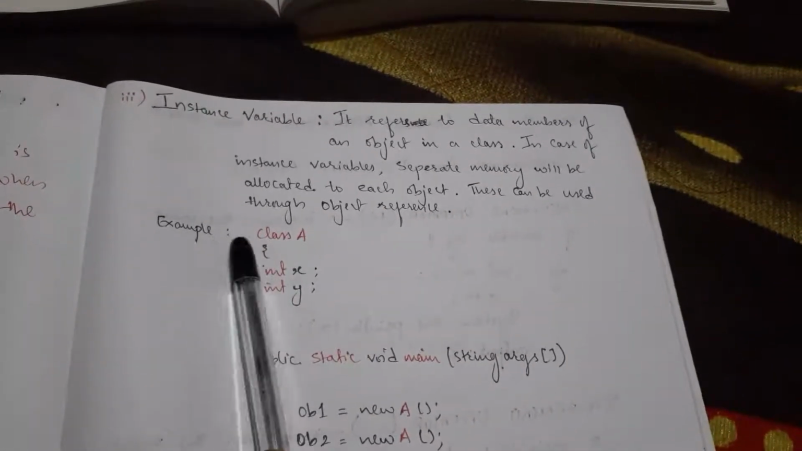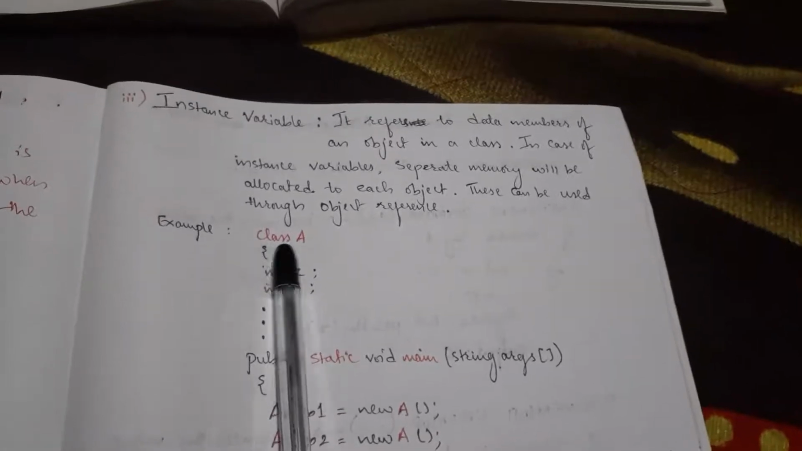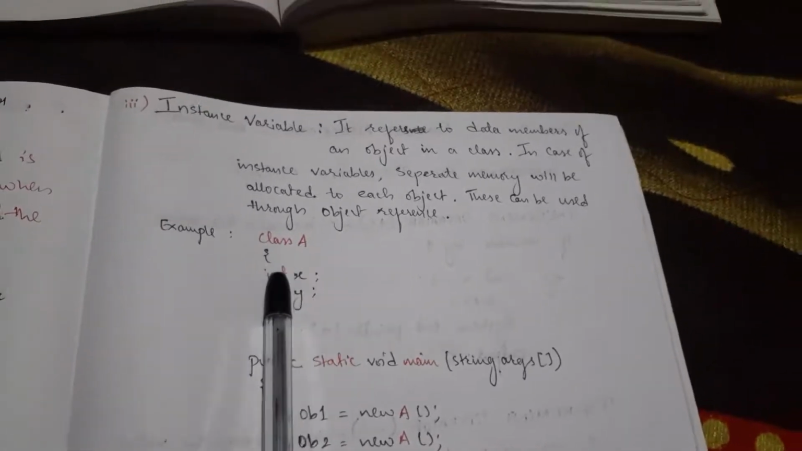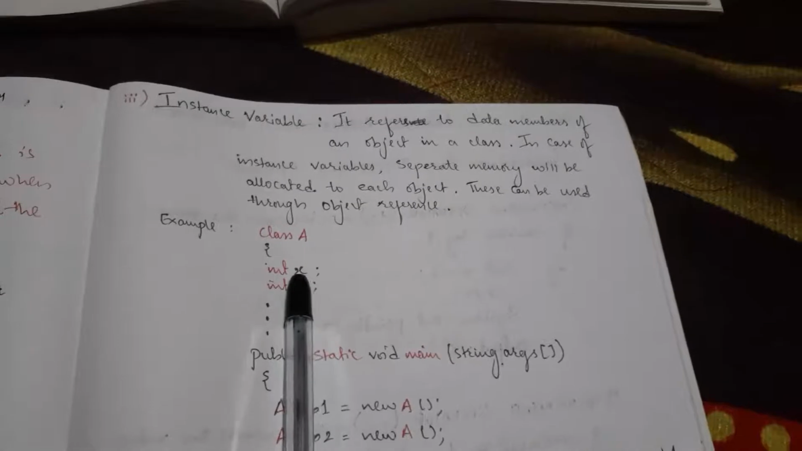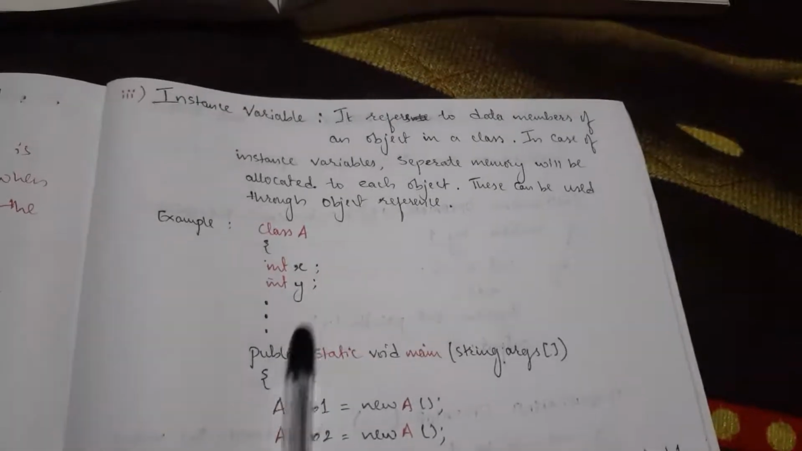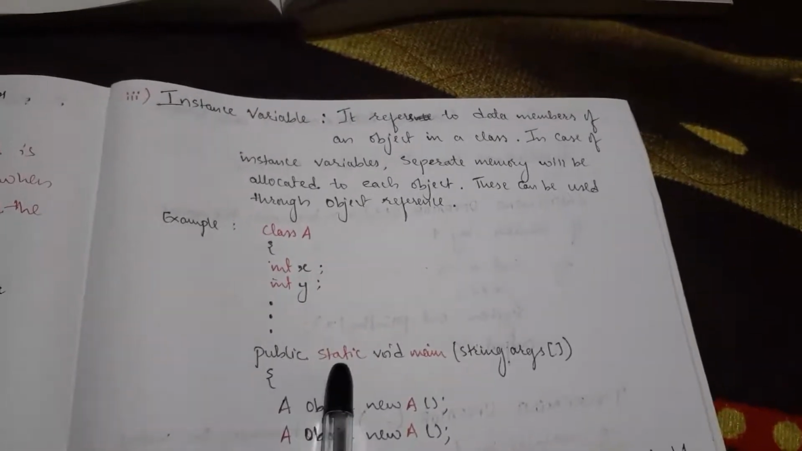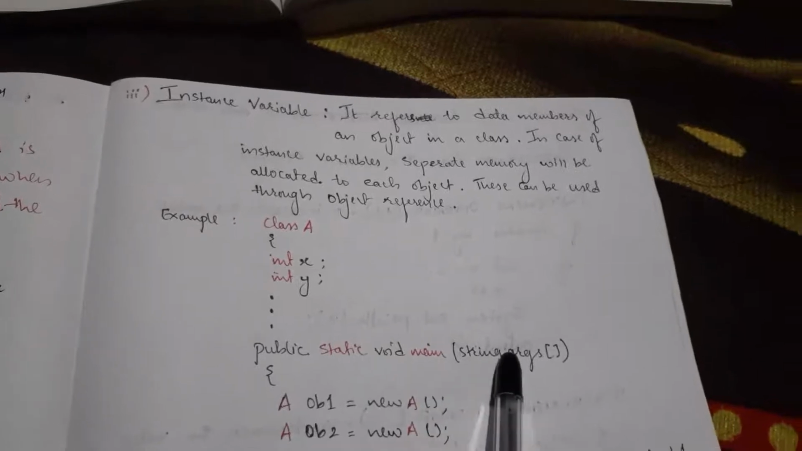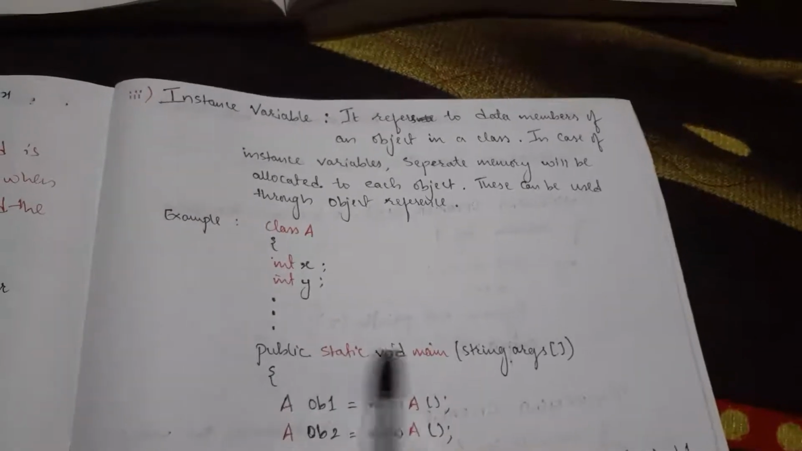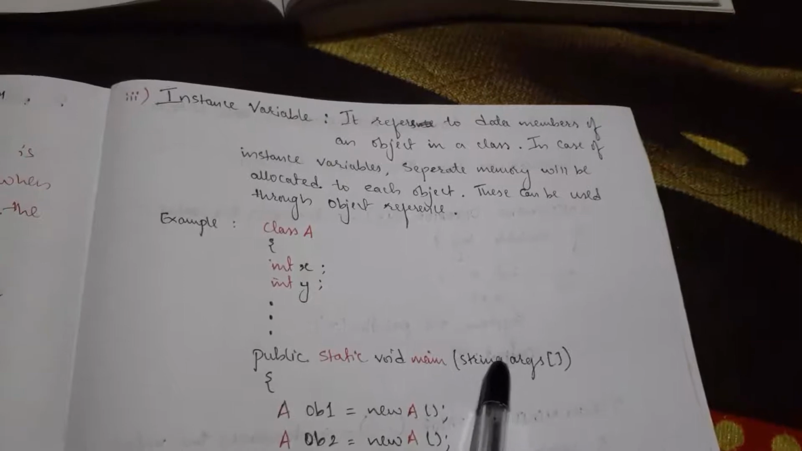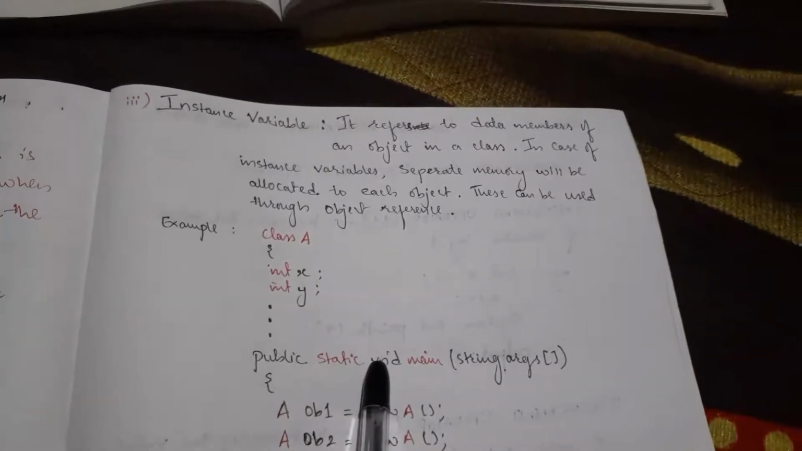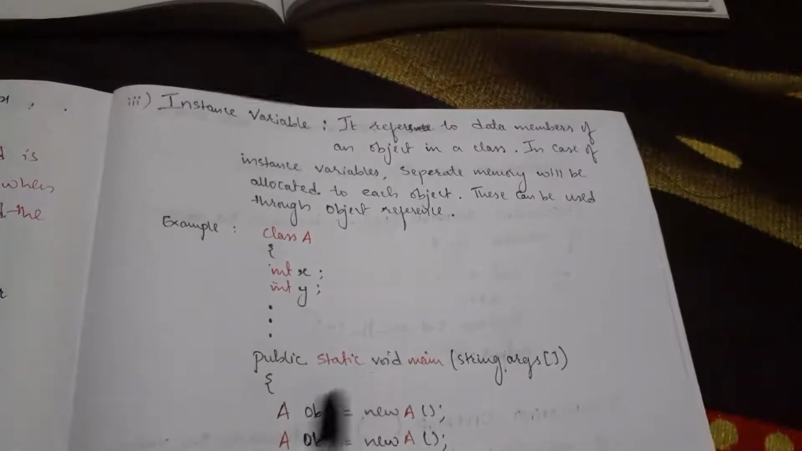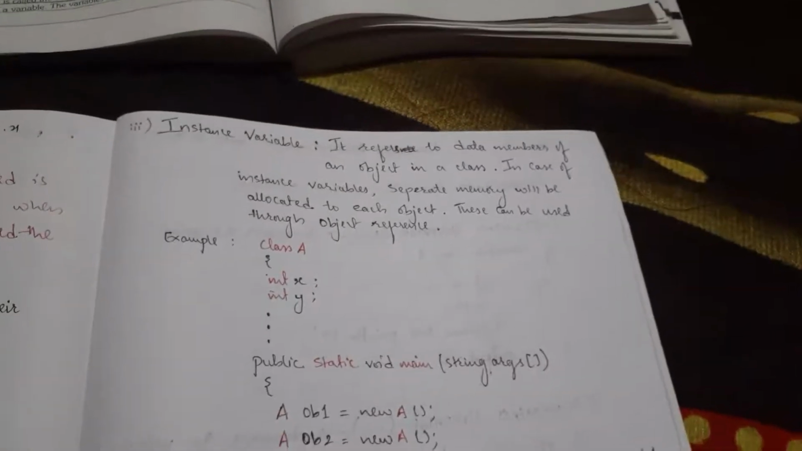So an example is given here. The name of the class is capital A, and the variables given are int x, int y, and public static void main String args is written. This is the main method, and the topic we learned in yesterday's class, if you remember, is invoking a method.